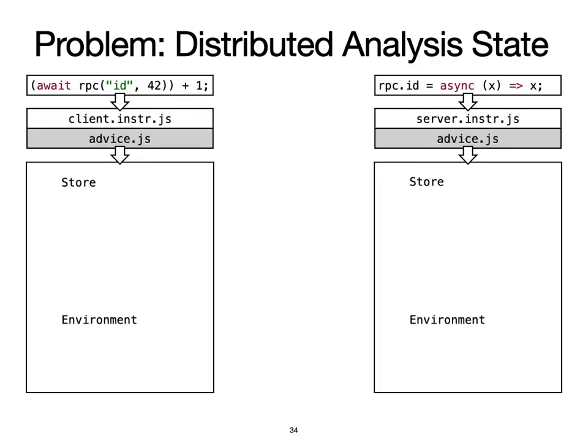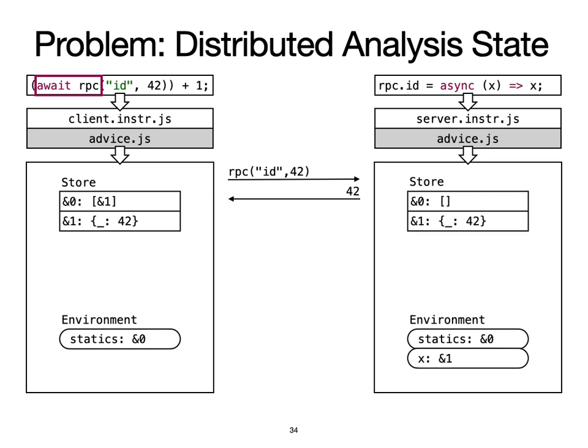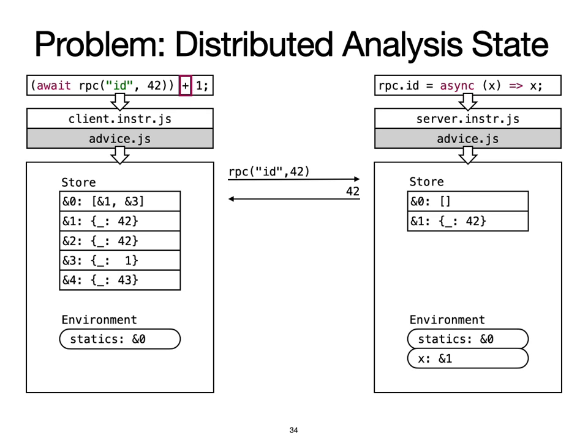A first attempt would be to duplicate the analysis on the client and the server. In this setup, both the client and the server have been instrumented, and the advice is running independently in both processes. After loading the advice, both processes have allocated their array for registering static values. First, the client evaluates 42, which is registered as being static. Then the client calls the identity function on the server, and the server responds with the same value. Because the client cannot be sure that the result shares the same provenance as the argument, it promotes it into a new handle. Then the client evaluates 1, and the increment operation is performed.